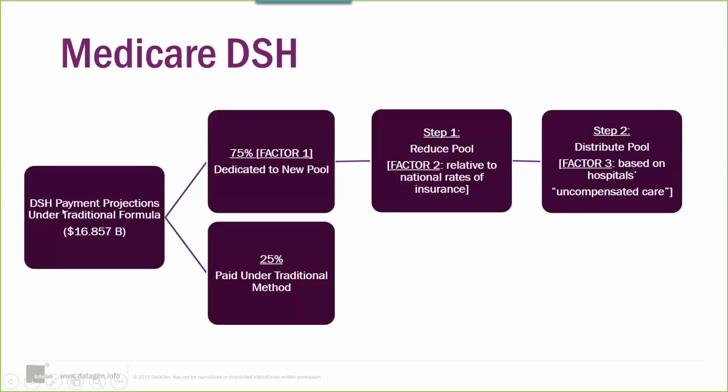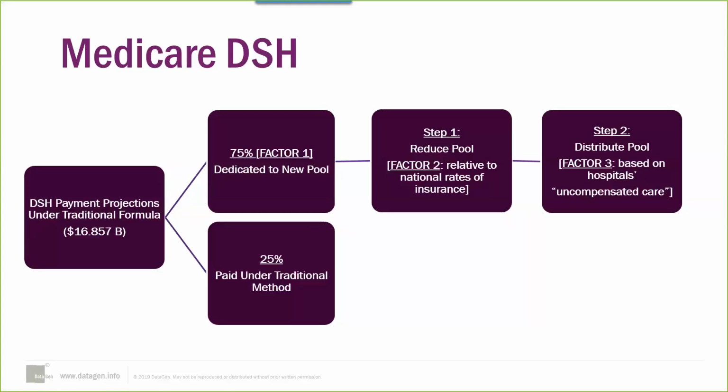Onward to Medicare DISH. Every year, CMS calculates a baseline DISH pool. This is what they project out would have been paid out under the traditional DISH formula, under which hospitals receive a multiplier based on their annual DISH percent, whether they're an RRC, rural, how many beds they have, etc. For fiscal year 2020, CMS is projecting out a total DISH pool of just under $17 billion.